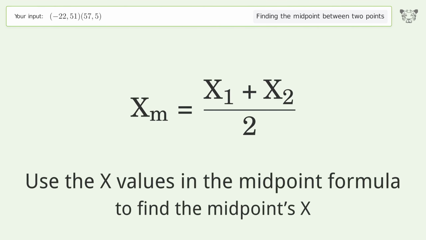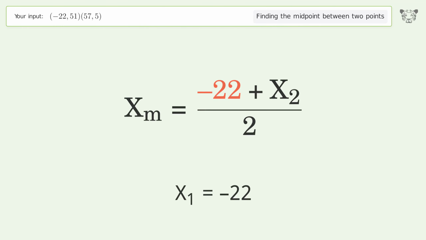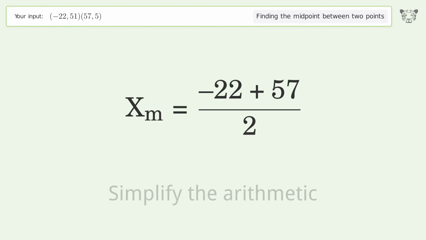Use the x values in the midpoint formula to find the midpoints x. x1 equals -22. x2 equals 57. Simplify the arithmetic.